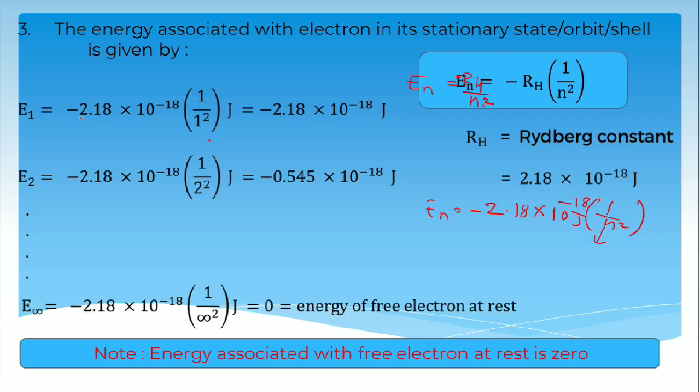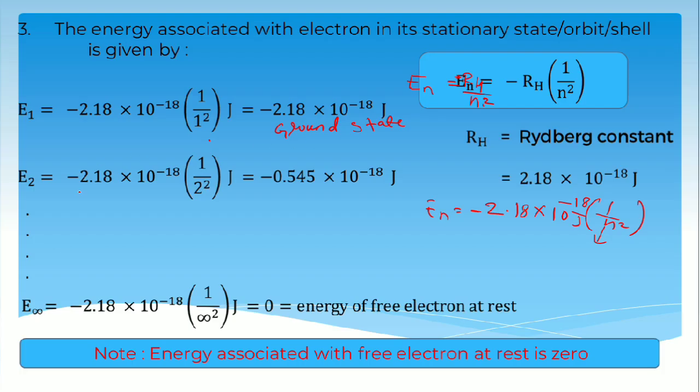For the first orbit, E1 equals minus 2.18 into 10 to the power of minus 18 Joule. This is the lowest energy state of the hydrogen atom and is called the ground state.